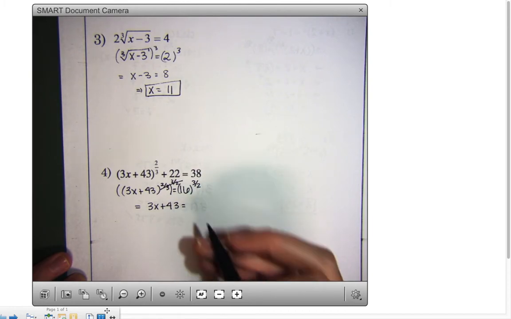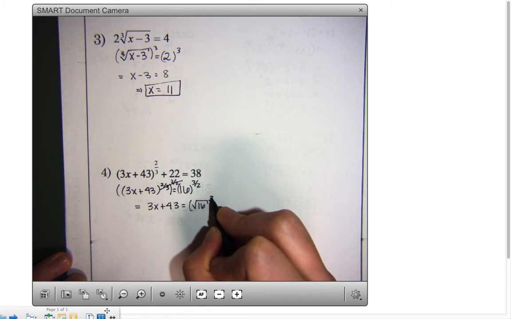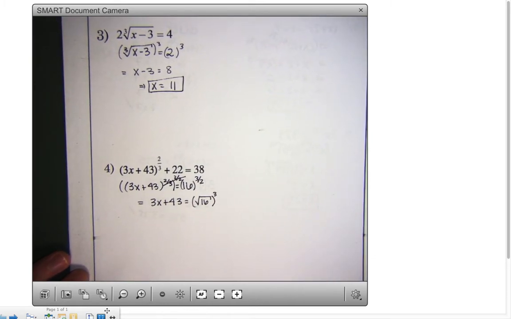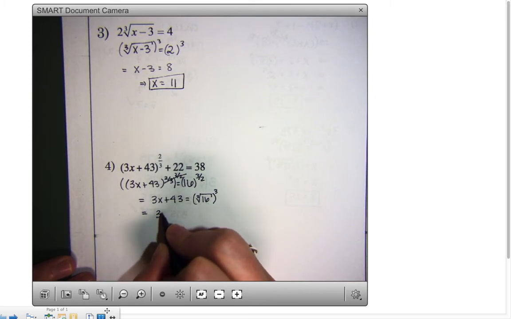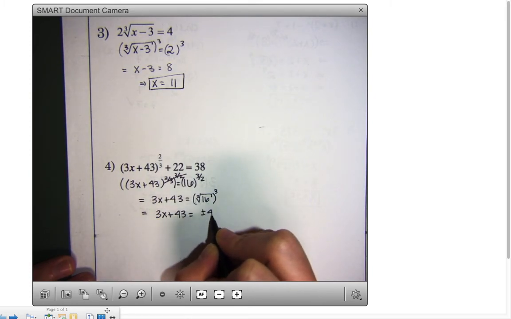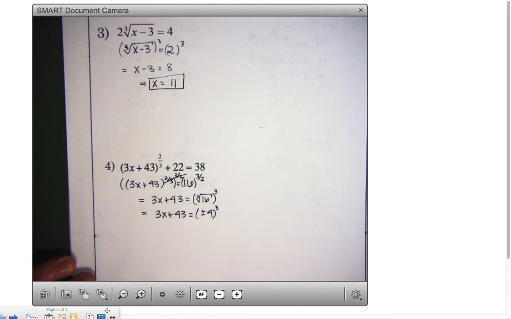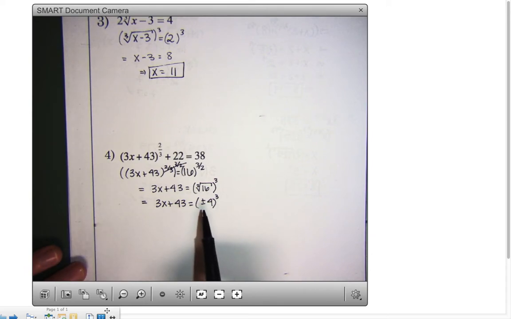The denominator becomes the index, so I've got the square root, and the numerator becomes the exponent. Now here's where we need to be a little bit careful. We're solving, and I just took the square root. That means the index is even. So when I take the square root of 16, it's plus or minus 4. This is the first time we've seen it with an even root, so we need to remember plus or minus.